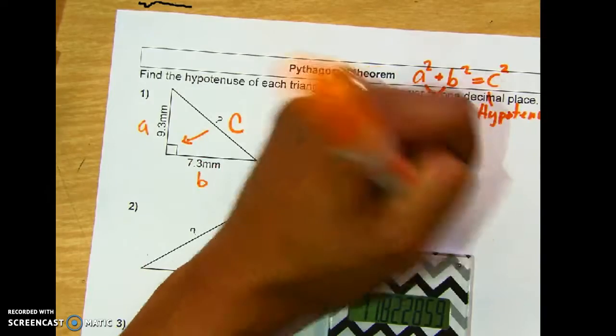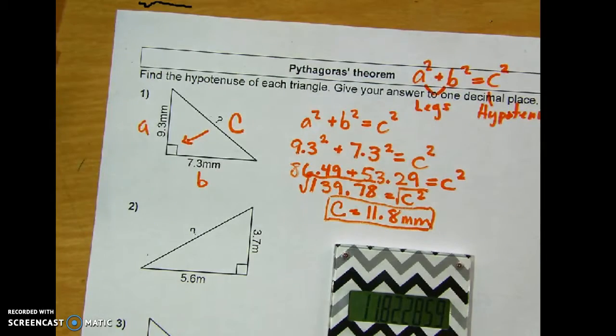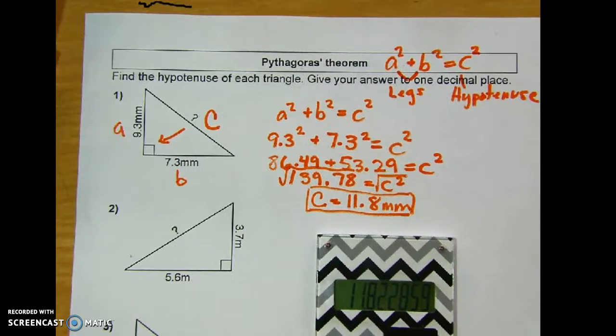Just remember to follow the Pythagorean Theorem and don't round until you get to the final answer. Okay? Just remember, don't round until you get to the final answer.